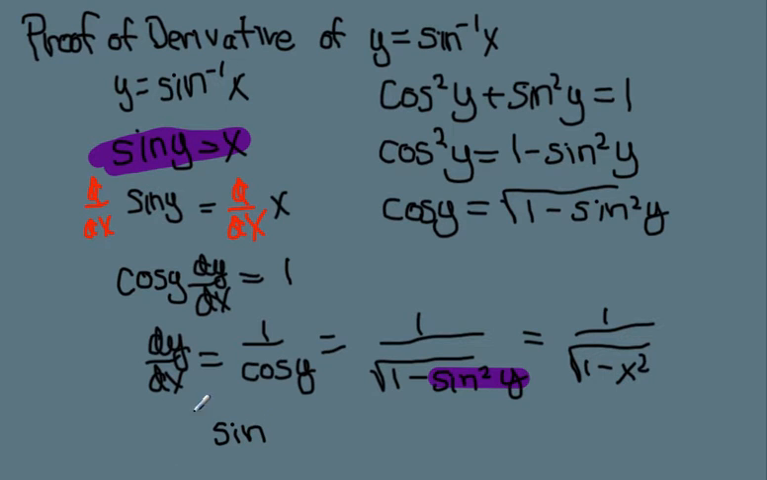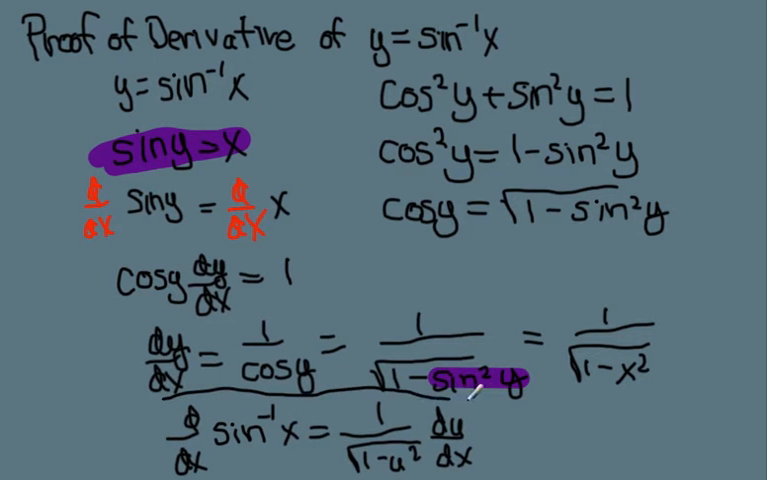So if I want to take the derivative of the inverse sine of u, then that's simply 1 over the square root of 1 minus u squared. But we realize that if I take the derivative with respect to x, I need to include du/dx. That's just accounting for the chain rule here. So that is the proof.